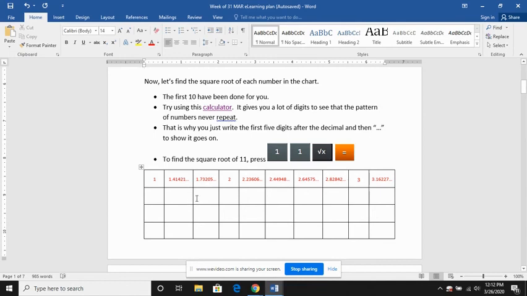The first part of your classwork for today. And then the next part is, let's look for some interesting patterns. And I'll stop here. Do that, send it to me.